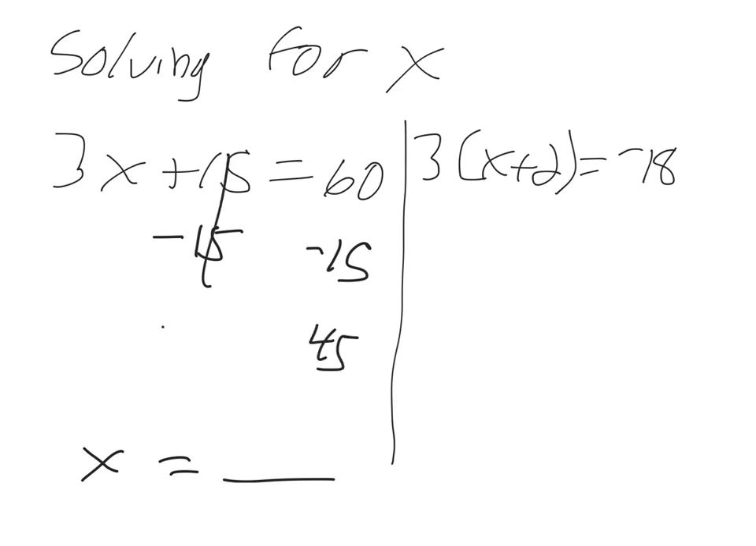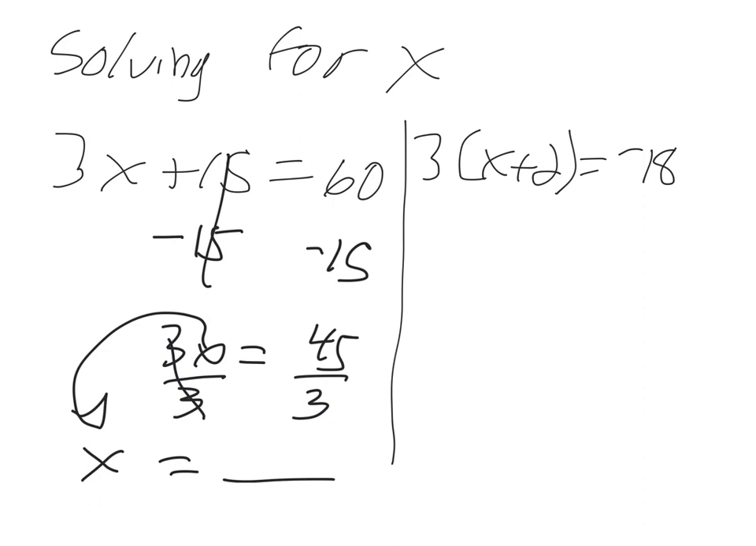That cancels out. 3x equals 45, and then again I'm doing the opposite. In this case I have x multiplied by 3. The opposite of multiplication is division, so we're going to divide by 3, and if I do it to this side, I'm also going to do it to that side. That 3 cancels out. That leaves us x right there, and 45 divided by 3 of course is 15, so x equals 15.